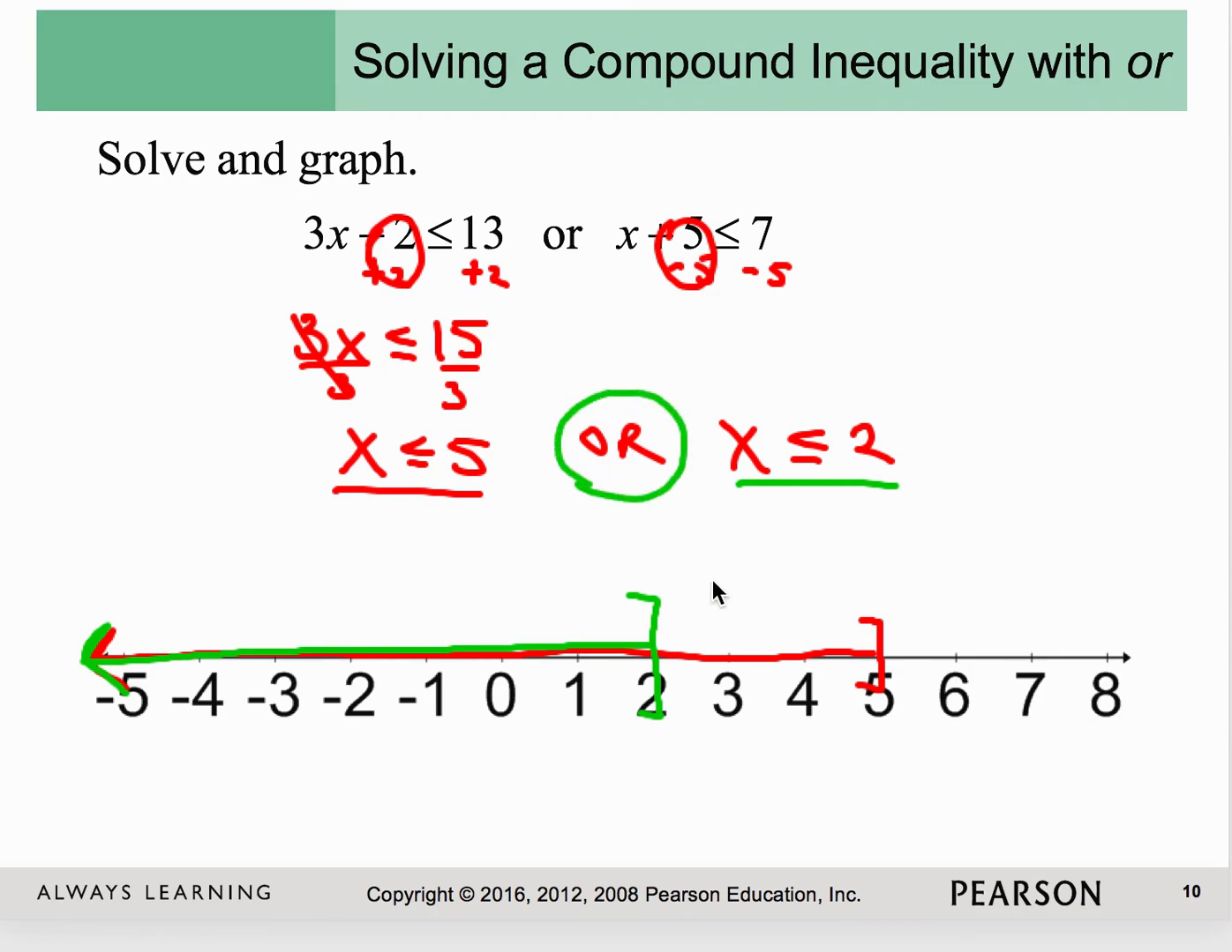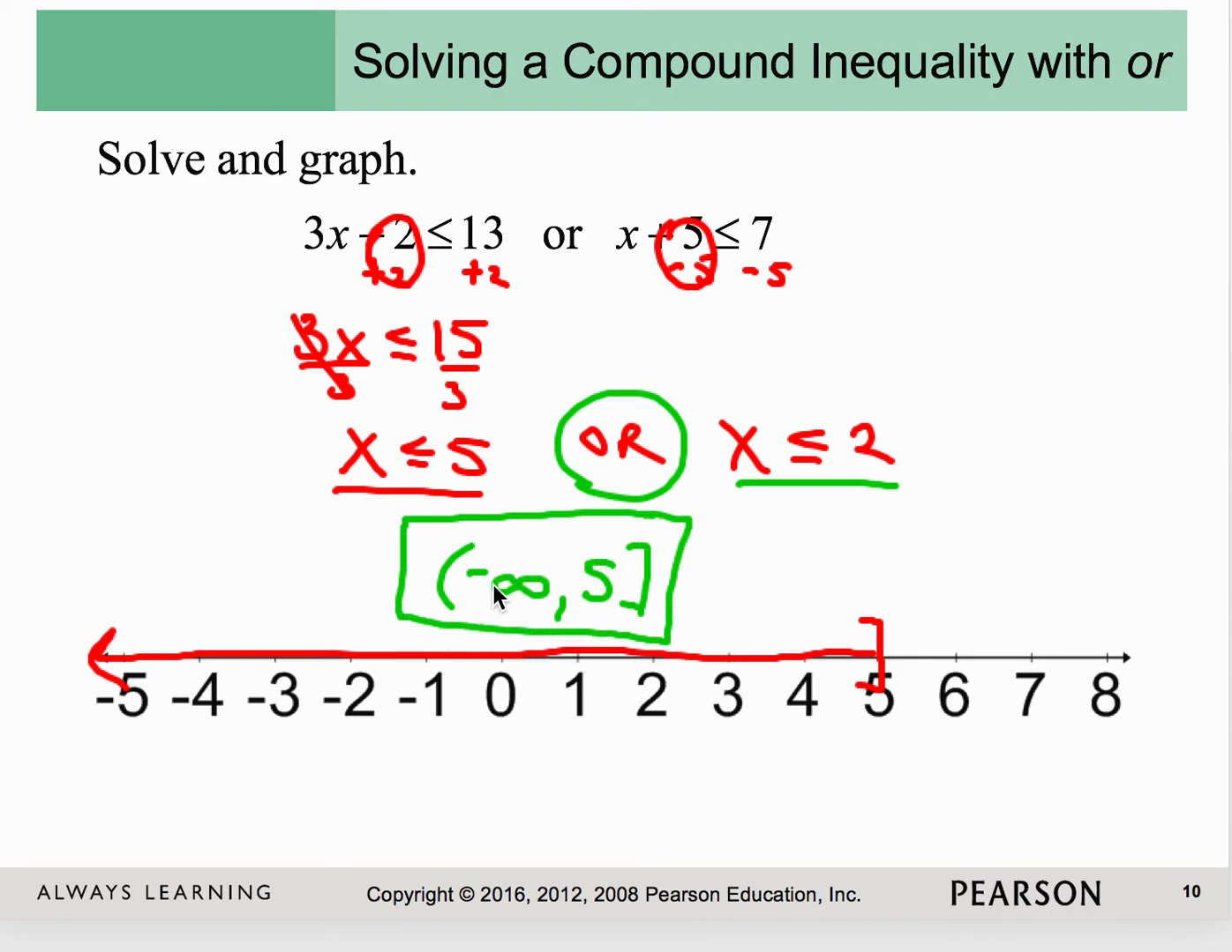But because it's or, it means, hey, it can be either one of these. Right? It does not have to be both on an or. Either one or both. So my final graph looks like this. And my final answer in interval notation, I know this one's an or, right? But I still have one interval. I don't have to have 2 with the or, but I can have, whereas I'm not going to have with the and.